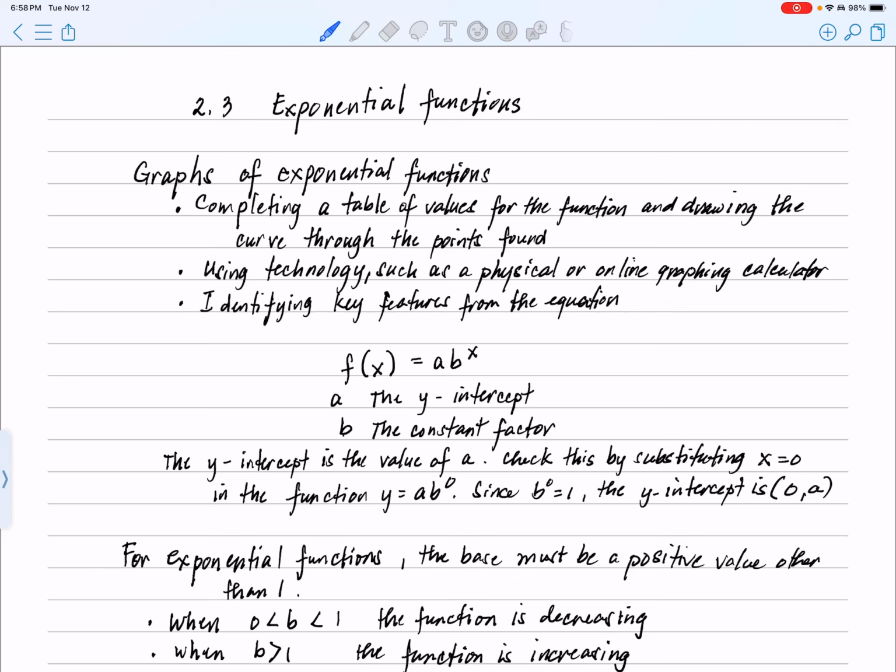Today we're going to do 2.3 exponential functions. We'll start with the graphs of exponential functions.